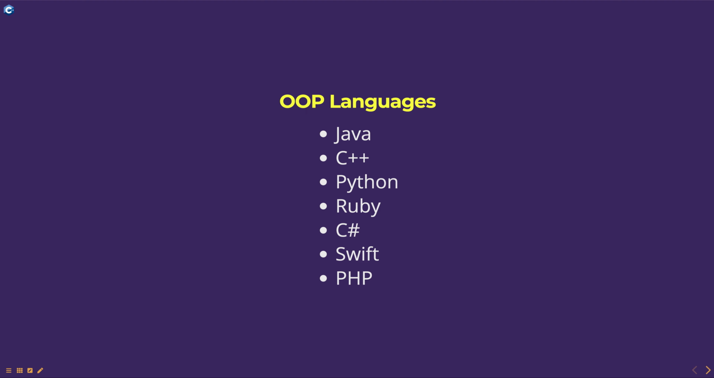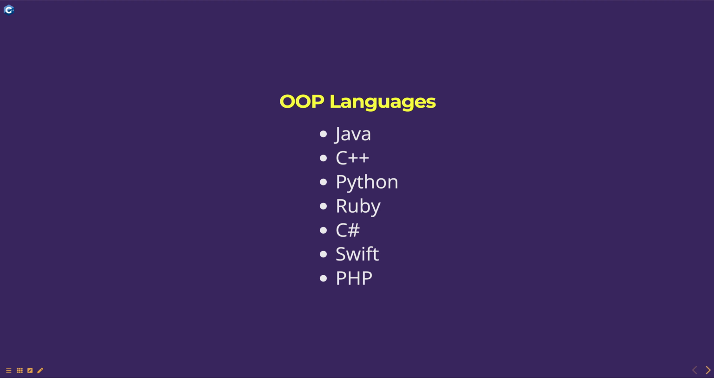Python is a high level interpreted programming language that is widely used for web development, scientific computing, and data analysis. Ruby is a high-level interpreted programming language that is widely used for web development and for building software applications.